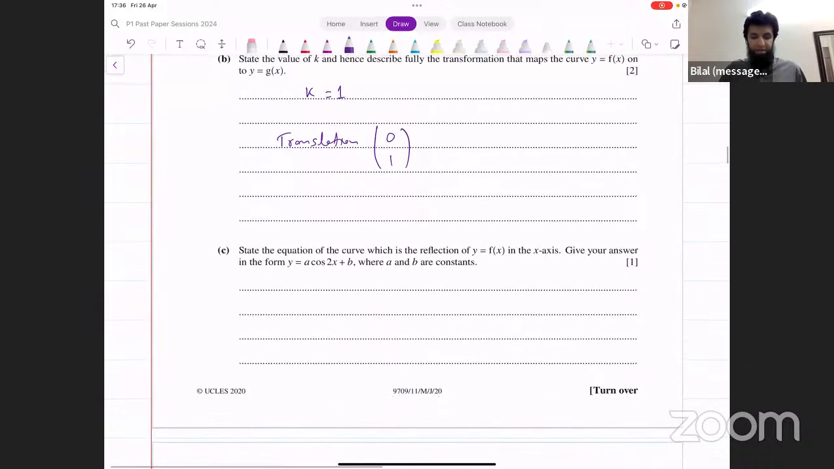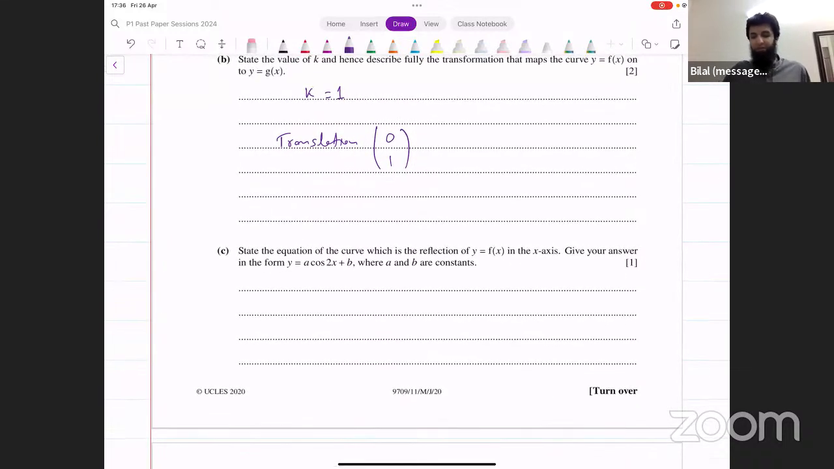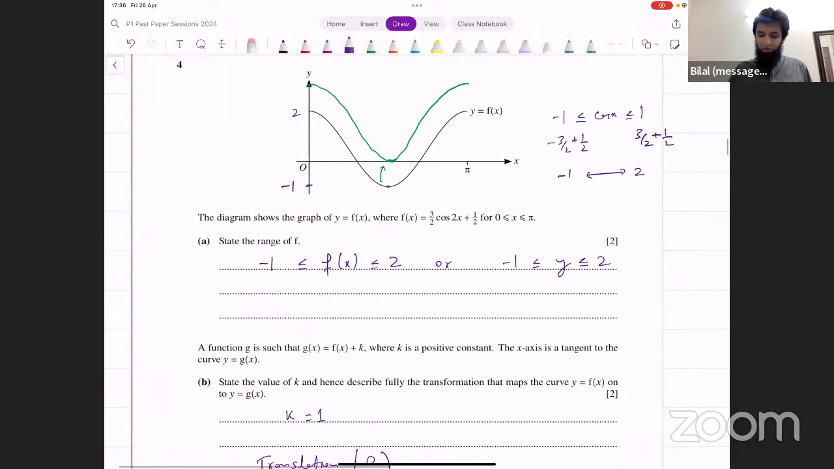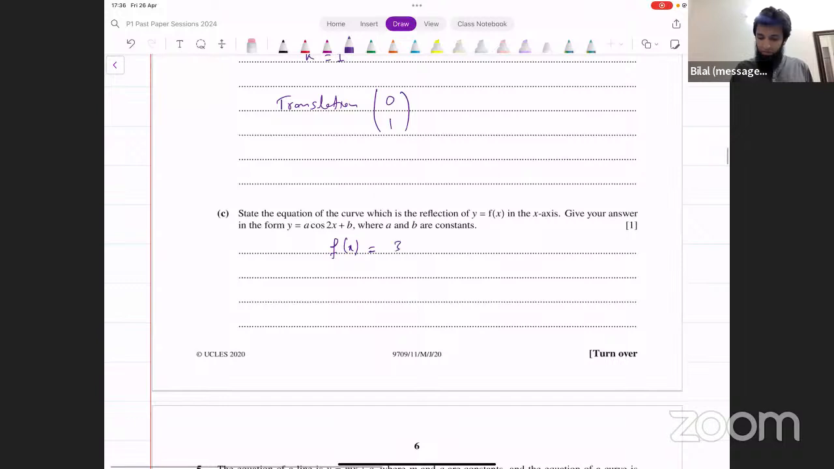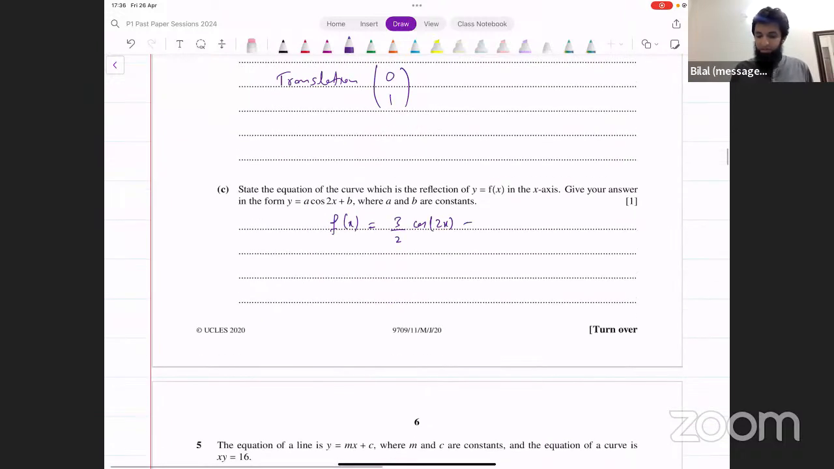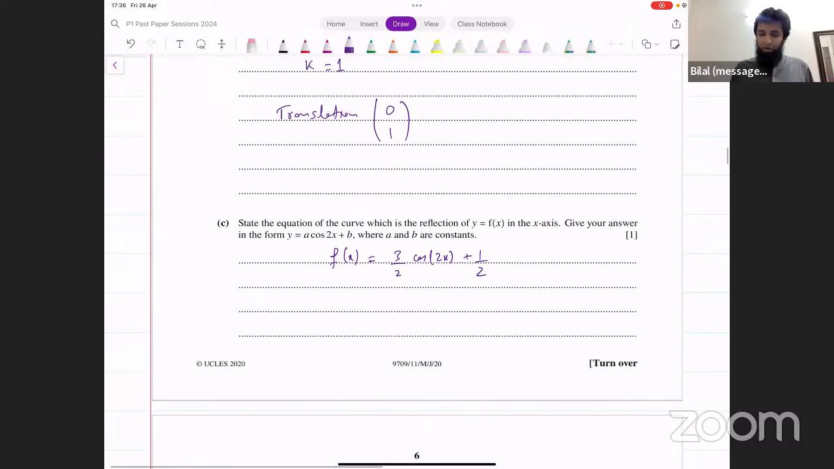Now it says, state the equation of the curve which is the reflection of y equals f of x in the x-axis. Give your answer in this form, where a and b are constants. Okay, f of x, what was that function? The function was 3/2 into cos of 2x plus 1/2. This is the function. You want to reflect in the x-axis.